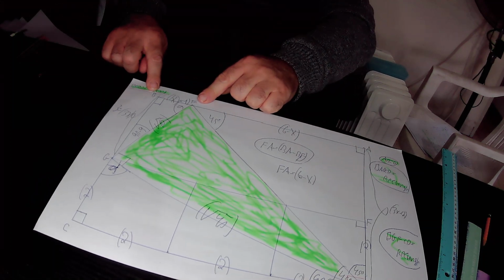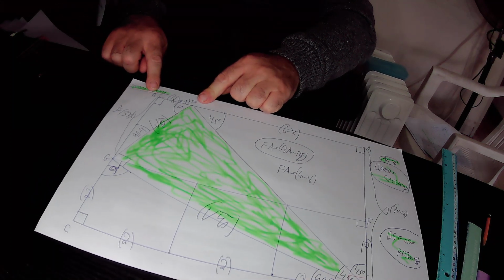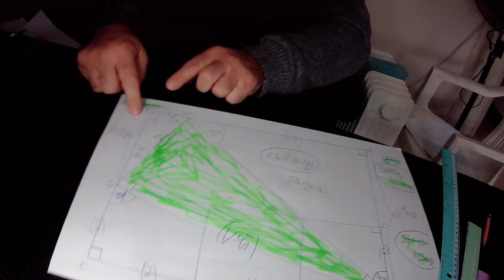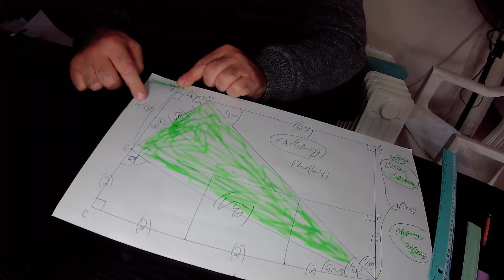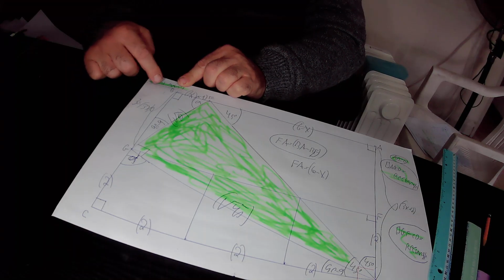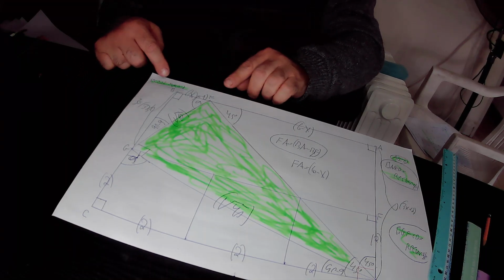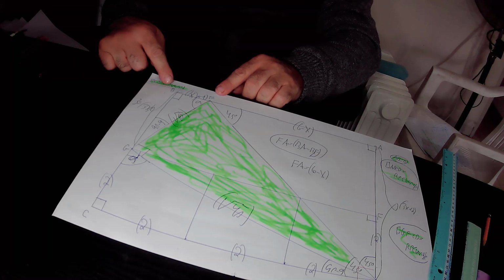Side BF equals x and x equals 1, therefore BF equals 1 unit in length. Likewise, BG equals 3x, but x is 1, therefore BG equals 3 times 1, that is 3. So the length of side BG equals 3, and the length of side BF equals 1.